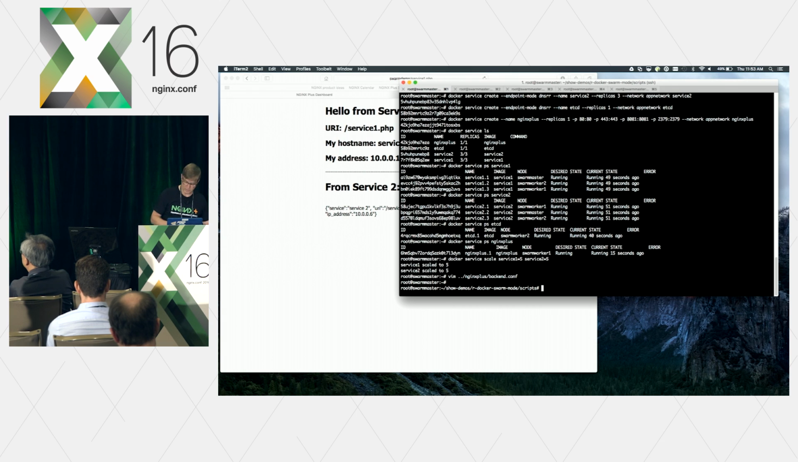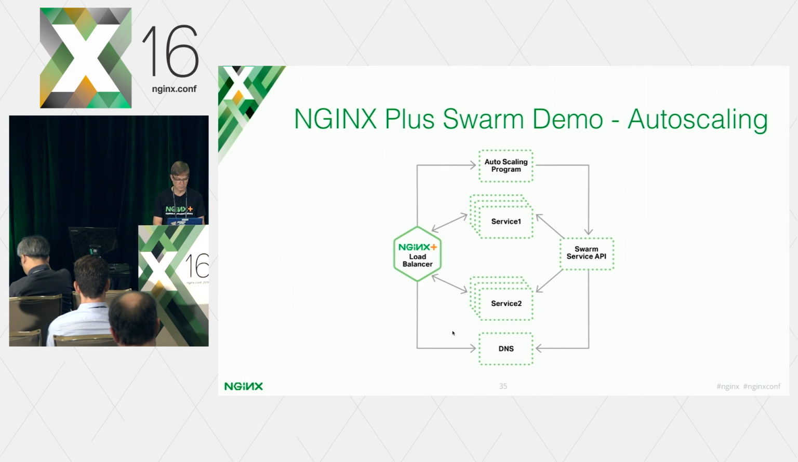Okay, so that's it for that part of the demo. Okay, so let's make this demo a little more interesting. I have a Python program that uses the status API I talked about, and it calculates the requests per second per healthy node, and it tries to keep it in a range. If it sees that it's fallen below that range, it wants to scale down. If it goes above that range, it wants to scale up.